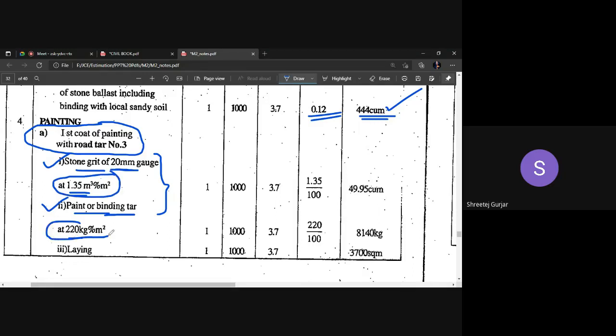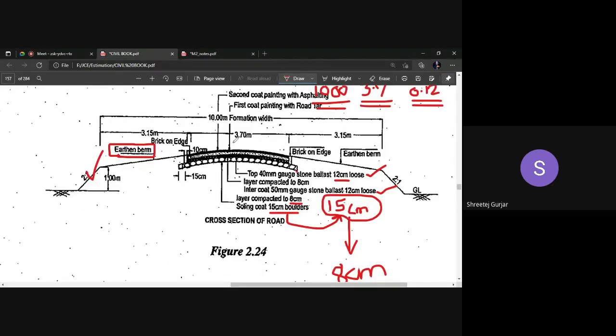So 220 and 1.35. Remember these 2 quantities. Now let me explain in detail what they have done over here. So stone grit of 20 mm gauge at 1.35 meter cube percentage meter square. The length, no question about length, it is 1000 meters. What about the width? Width is also 3.7, that is the top width, right? 3.7 is this width, no problem.